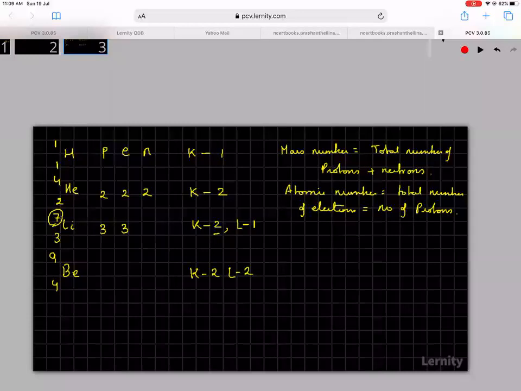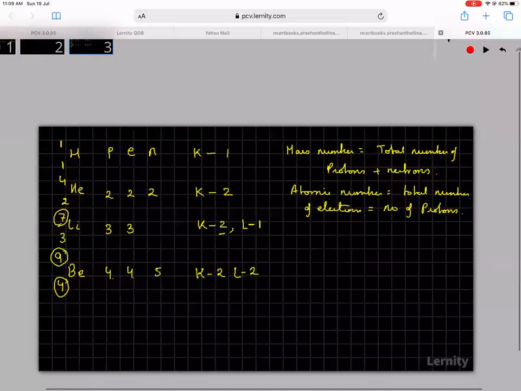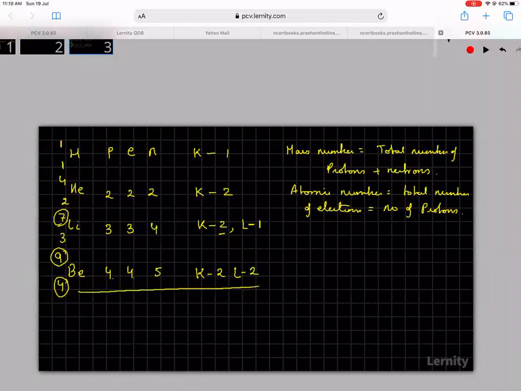How many protons does beryllium have? It has 4 protons. How did I say that? That is the atomic number. Then how many electrons does it have? 4. Number of protons is always equal to number of electrons. Then this is the total number of protons plus neutrons. That is the mass number. So how many neutrons will it have? 9 minus 4. So it will have 5 neutrons. How many neutrons are there here? 4 neutrons. So I want you to write this for all the elements.